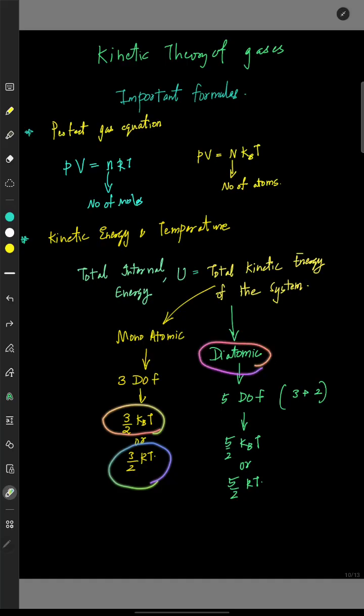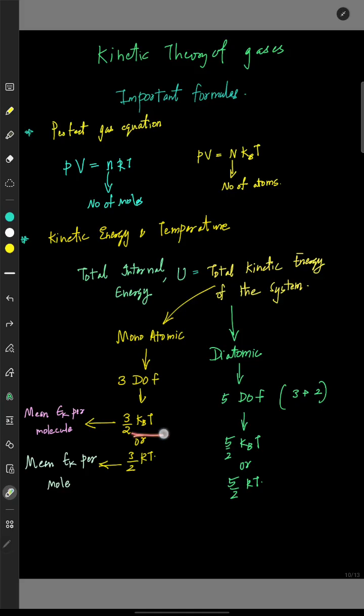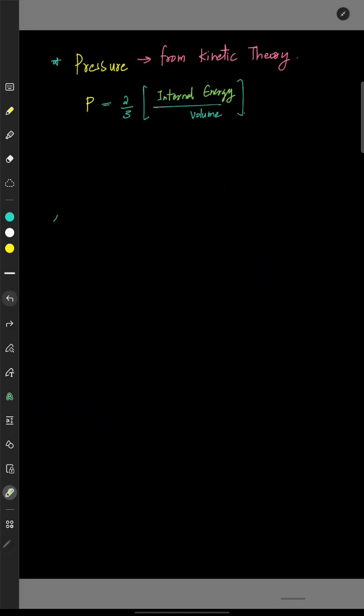If you talk about the diatomic system, it comes with 5 degrees of freedom, the 3 translational and 2 rotational degrees of freedom. So we can say 5/2 kBT and 5/2 RT. And wherever kBT comes, we know that it represents the molecule. So this 3/2 kBT is the mean kinetic energy per molecule, and 3/2 RT is the mean kinetic energy per mole. Okay, so we have mole and molecule.